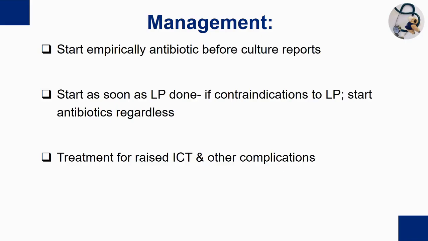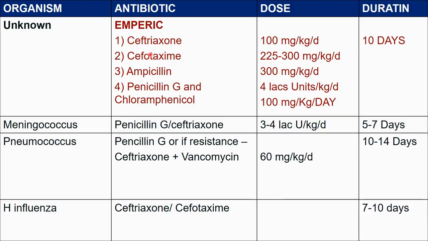modalities of management. Let's see the antibiotics you can start empirically. If the organism is unknown initially, before the culture report, you can start with ceftriaxone 100 mg per kg per day, cefotaxime 200 to 300 mg per kg per day, ampicillin 300 mg per kg per day, or a penicillin G and chloramphenicol combination, with penicillin 4 lakh unit per kg per day and chloramphenicol 100 mg per kg per day. So these are the various options you can select, and the duration is 10 days if the organism is unknown.